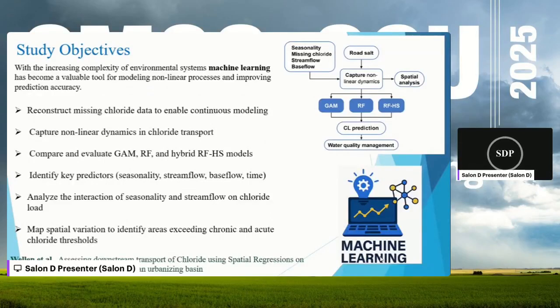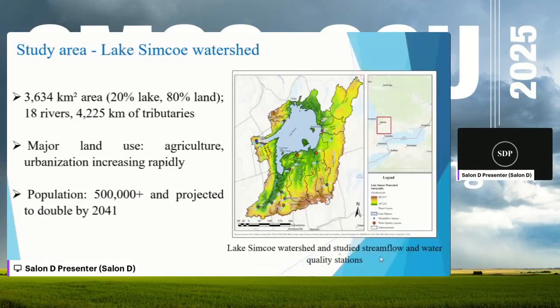For a complementary and comprehensive perspective, please see Professor Christopher Wallen's presentation at this conference about a conceptual model on chloride dynamics in the Lake Simcoe watershed. He also served as principal investigator of this project.